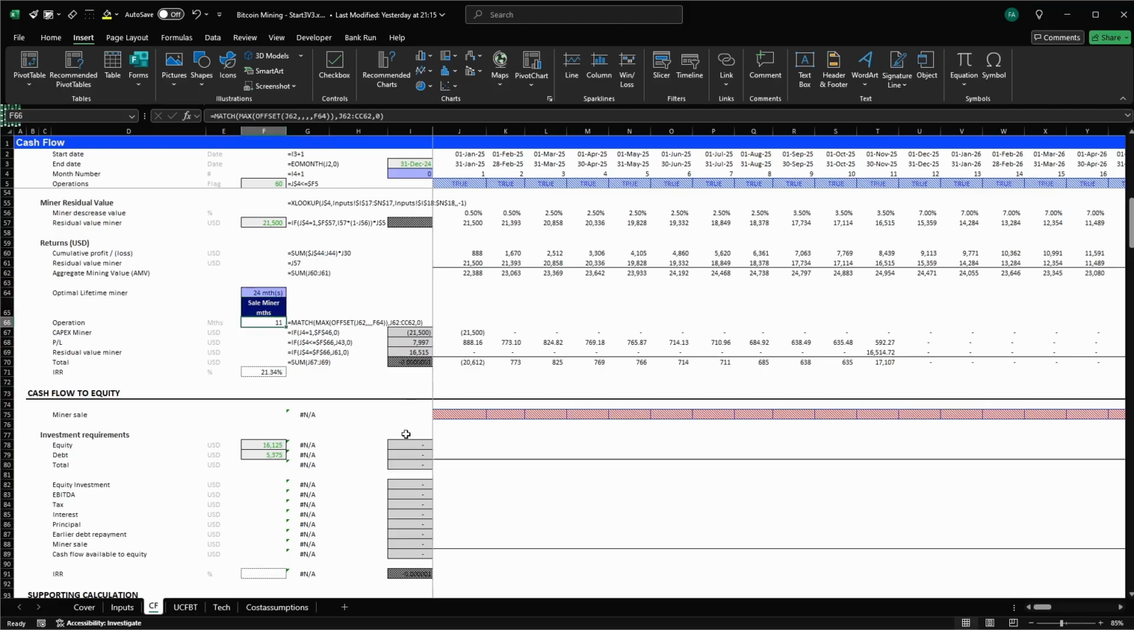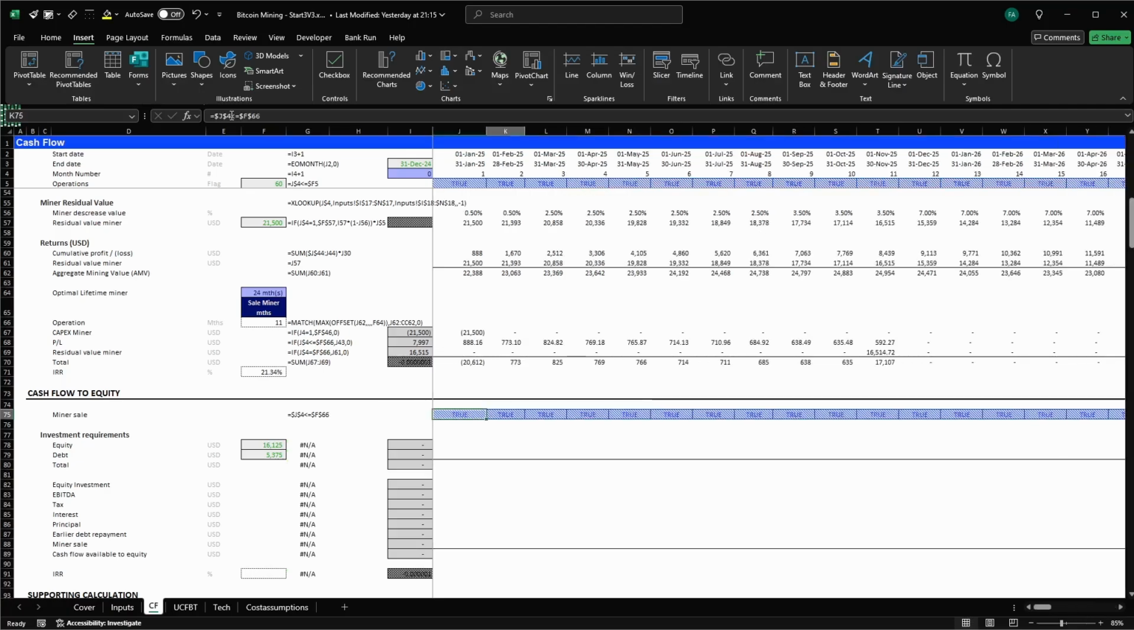Okay, so that's it. So what I'm gonna do here, we're gonna calculate this flag. So that's gonna be a pretty simple flag. It's gonna be if our operations is equal or less than this number, which represents the month we're gonna sell the miner, then it's gonna be true, otherwise it's gonna be false. So basically we can just delete the if and just do like this. Okay, copy and paste across.